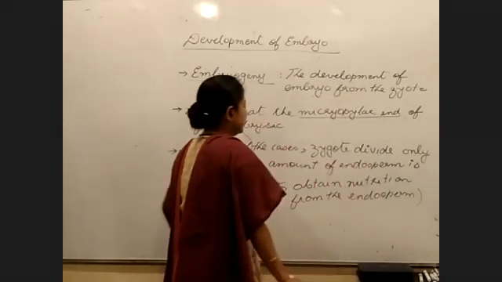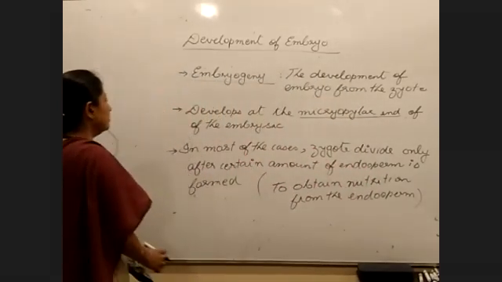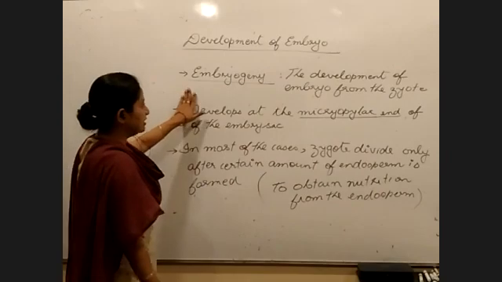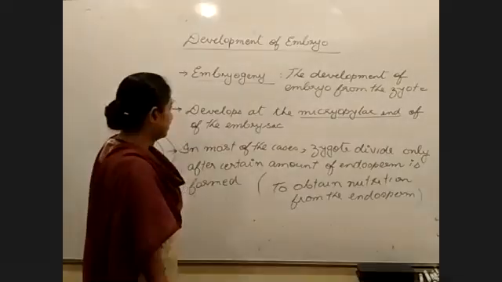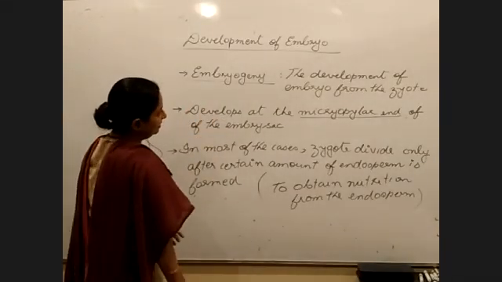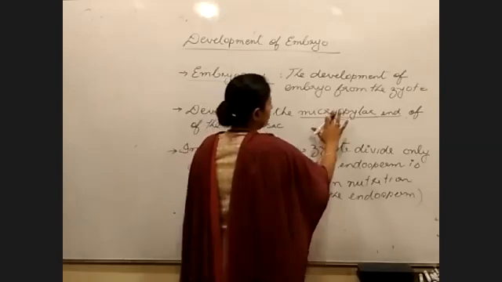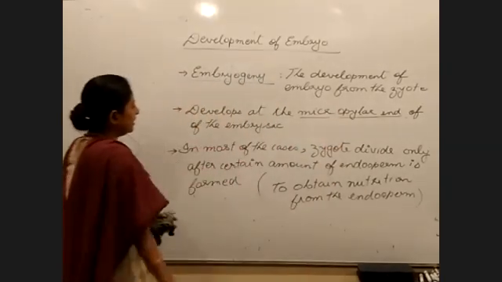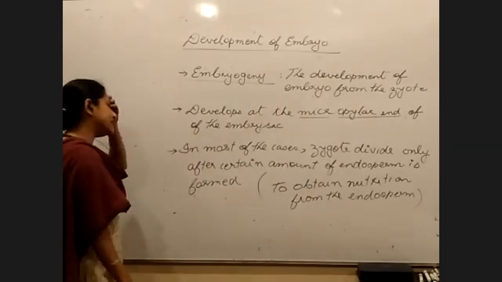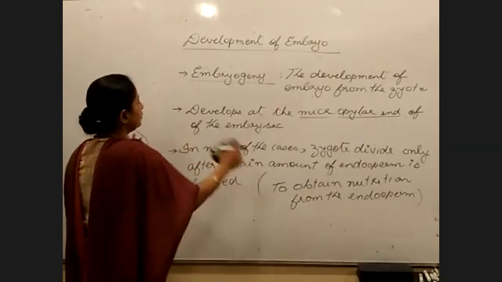Right? So this is basically the point about embryogeny. What is embryogeny? The development process. The process of the zygote becoming an embryo is what we call embryogeny. It develops at the micropilar end of the embryo sac, and in most of the cases, endosperm forms first, after which the zygote forms the embryo.